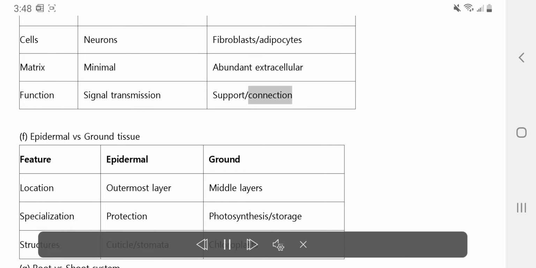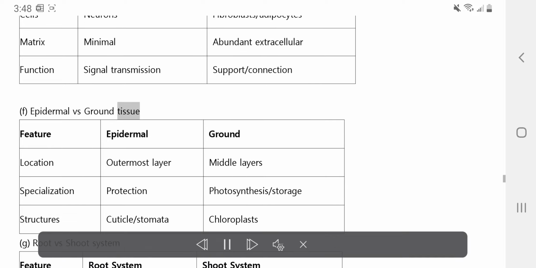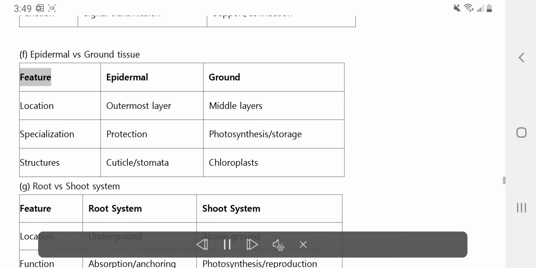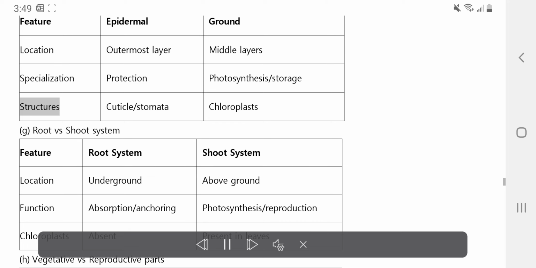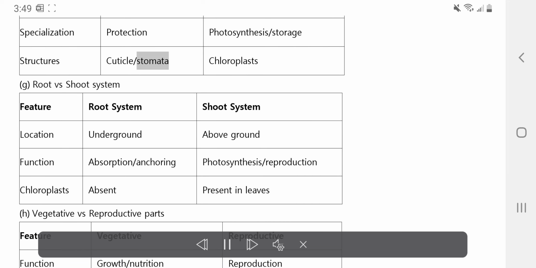Support/connection. Epidermal versus ground tissue. Feature. Epidermal. Ground. Location. Outermost layer. Middle layers. Specialization. Protection. Photosynthesis/storage. Structures. Cuticles/stomata. Chloroplasts.